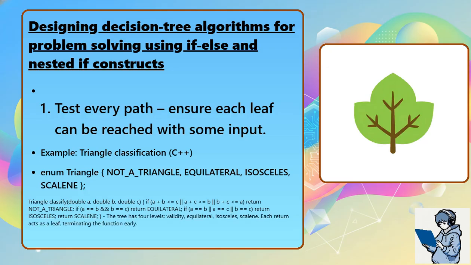The tree has 4 levels: validity, equilateral, isosceles, scalene. Each return acts as a leaf, terminating the function early.